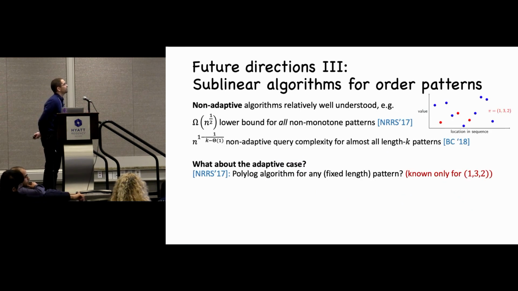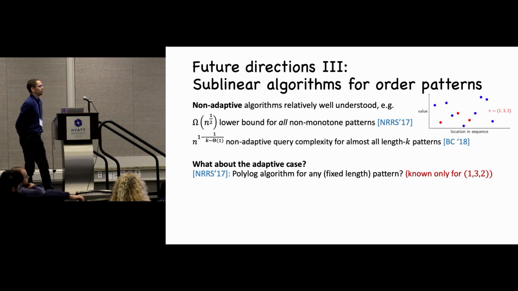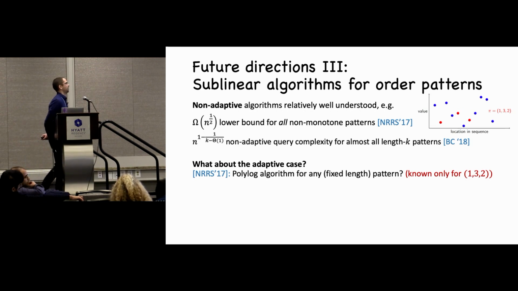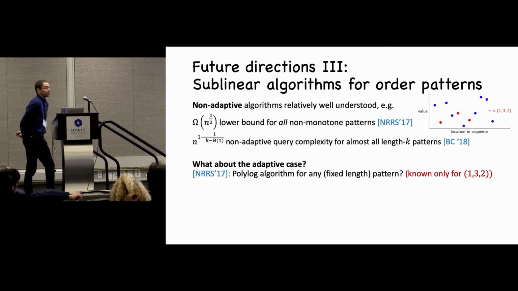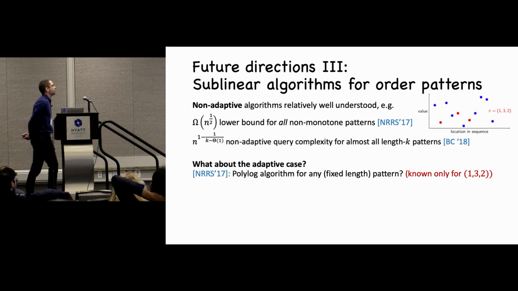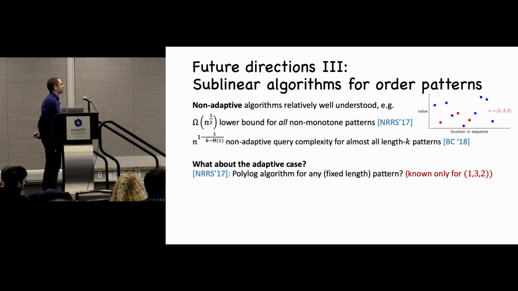It turns out that unlike the monotone case, where you have a polylog algorithm, in the non-adaptive setting here you can't do much. The query complexity is polynomial in n, and in many cases barely sublinear in n. But for the adaptive case, we know almost nothing. For patterns of length 3, we know that there is a polylog query adaptive algorithm, but basically that's it.